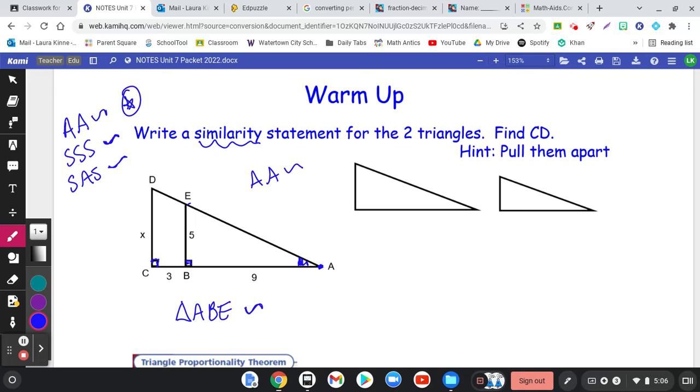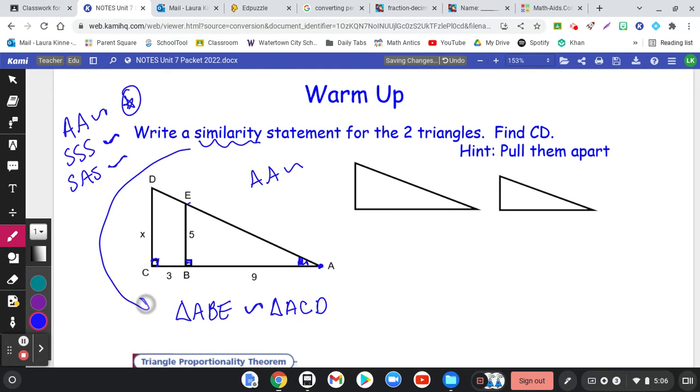is similar to, and now when you're doing the second triangle, you want to match congruent angles. A matches itself, so A. The angle B's are right angles, so that would be angle C in the big triangle, and then E and D are the same. So there's your similarity statement right there.